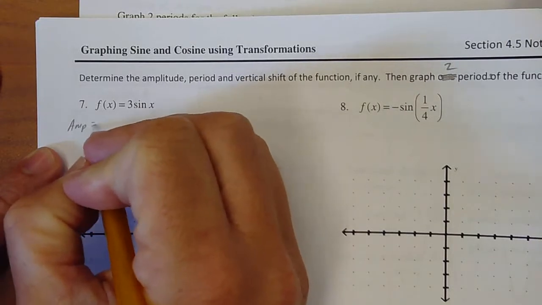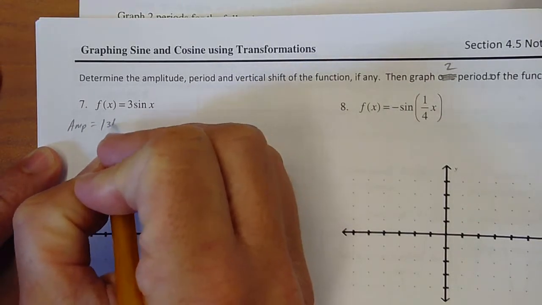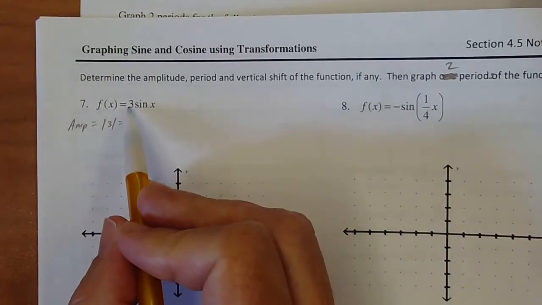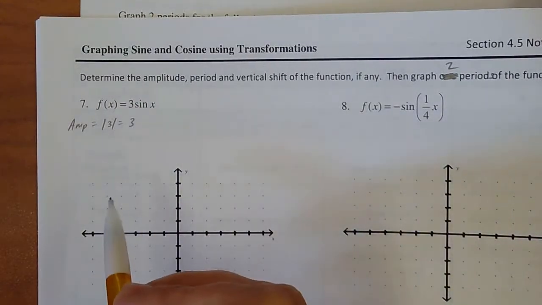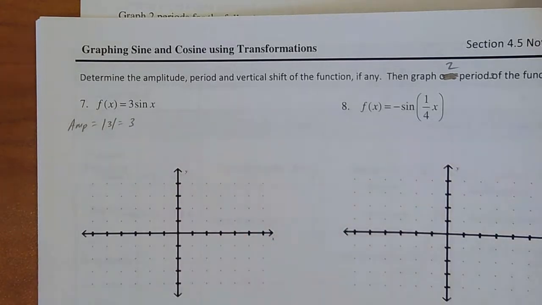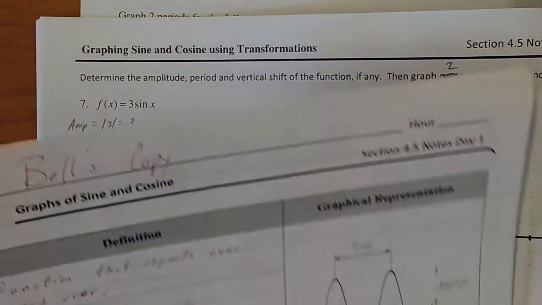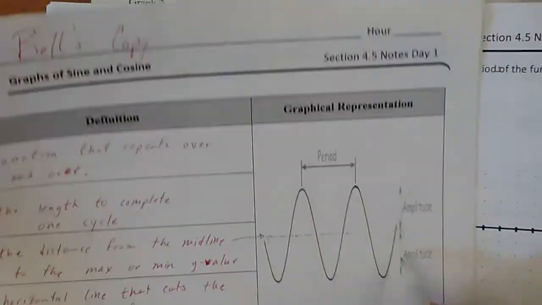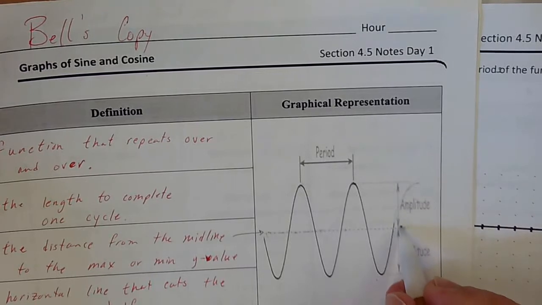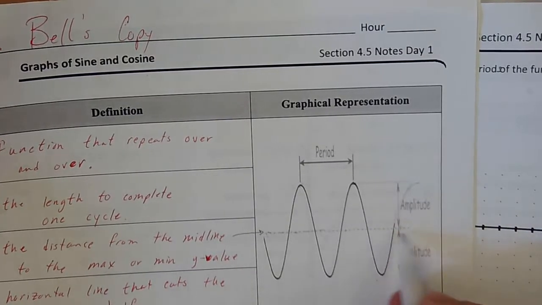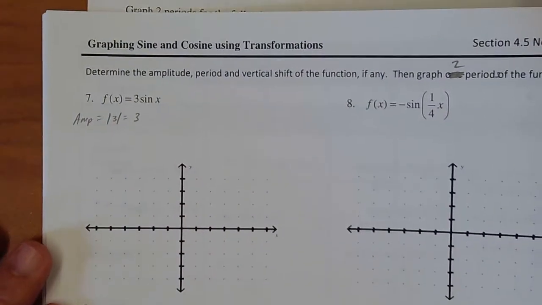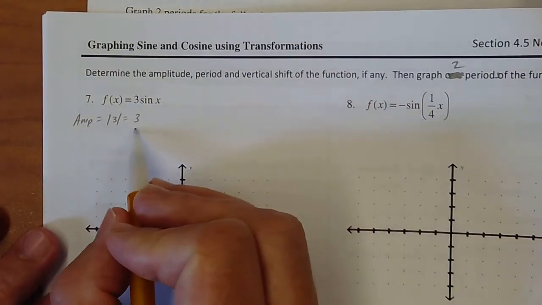Amplitude is always the absolute value of A. So that's 3. And there's no reflection this time. Since it's positive, it will just continue with the same pattern of the original parent function, except it has a higher height. Okay, keep in mind, amplitude is the height from the midline to the top. So we just changed that from the midline up to the top, a height of 3. Okay, so that's going to show up in our graph.